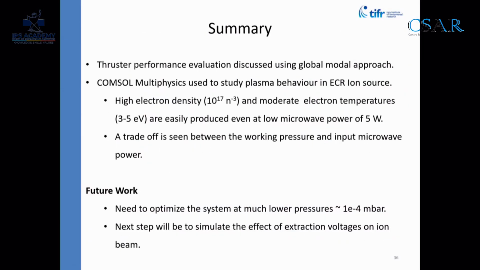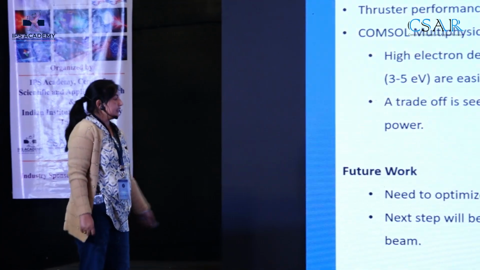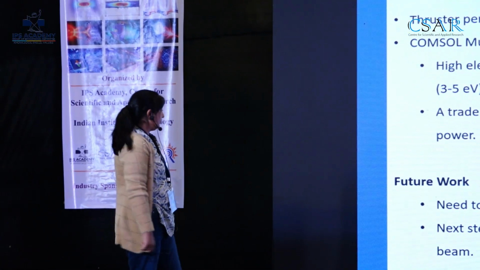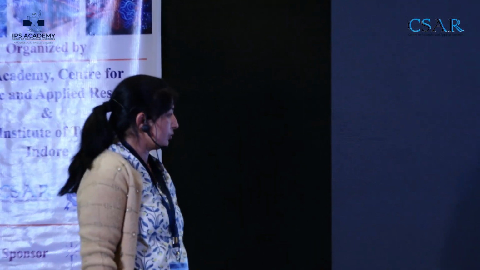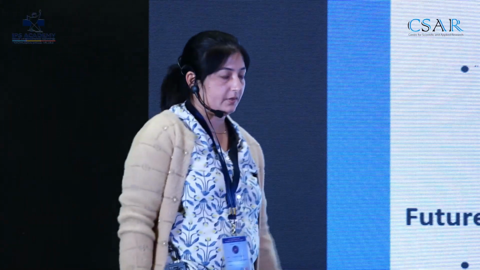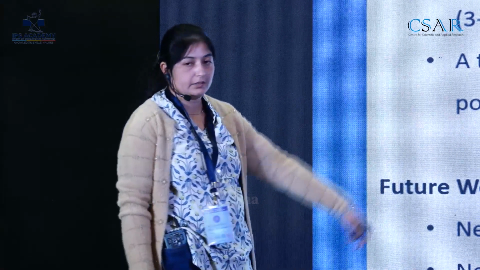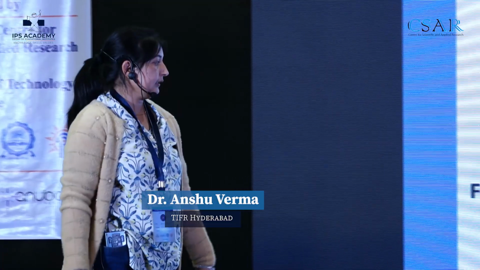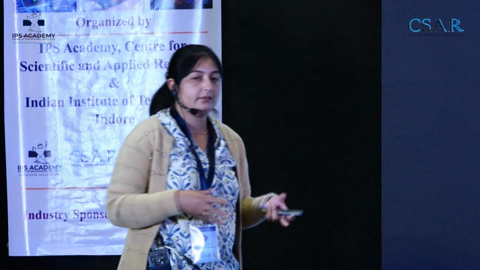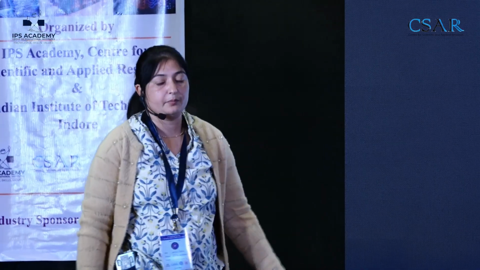So with that, I conclude. I have shown here 2 case studies where we can utilize the numerical and simulation approach for ECR plasma simulations. In the next part of this ECR ion source work, I need to optimize the system at much lower pressures, because ion sources work better at low pressures in the range of 1E minus 4. And the next step will be to set up the extraction voltages to check the ion beam behaviors.